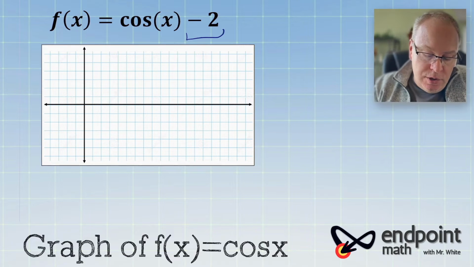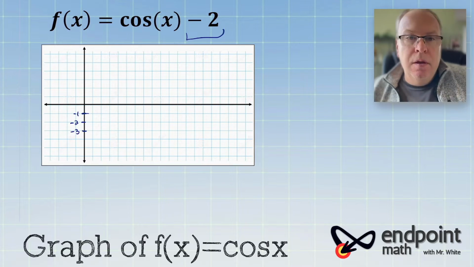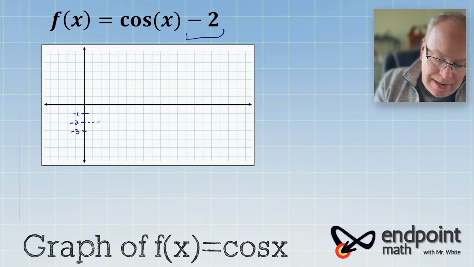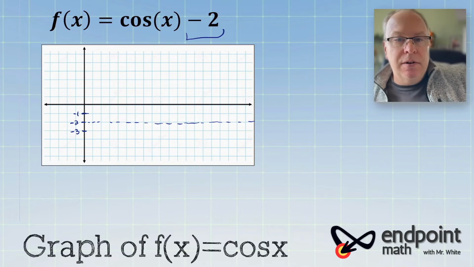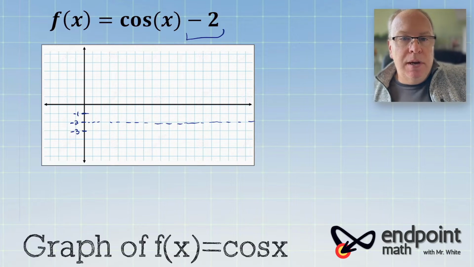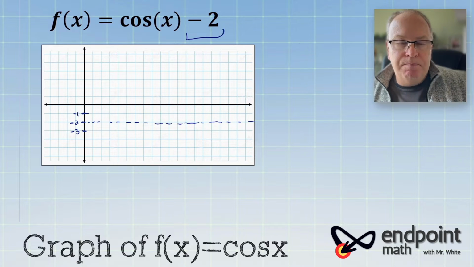So what I encourage you to do, I'm going to call this -1, and this will be my -2. This will be -3. All right, draw a dotted line there. Some teachers call it the midline or the center line there. But that's where we're going to center all of our 5 dots. Remember, we have to do 5 dots now.